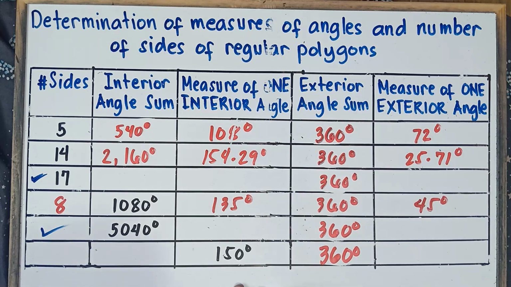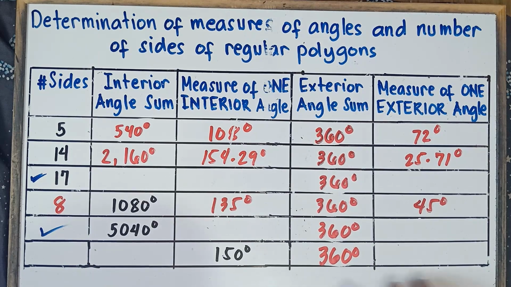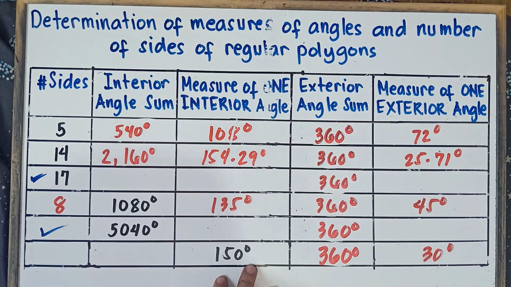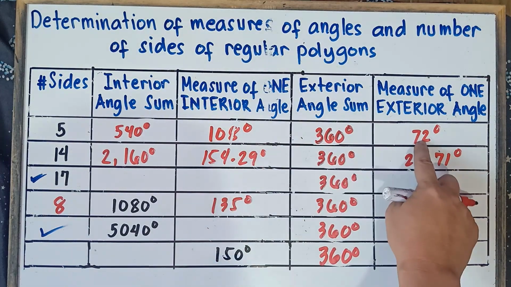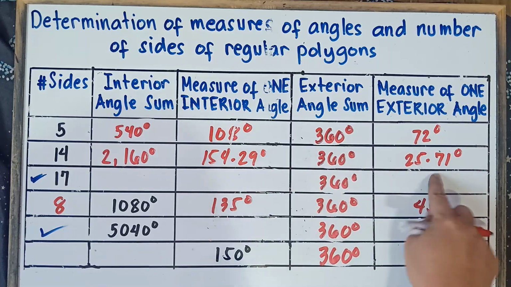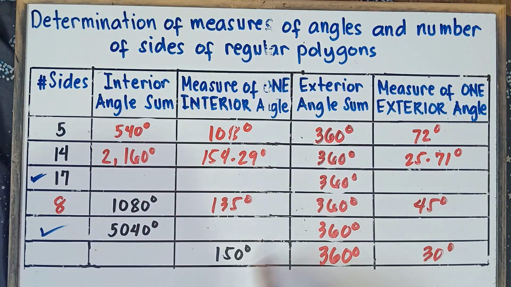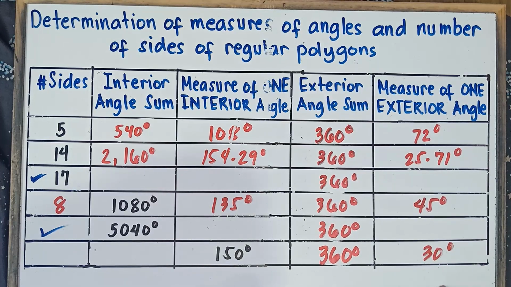Alright, so measure of one interior angle, that would be 150. So therefore, measure of one exterior angle, that would be 30 degrees. Why is that, sir? Because 30 plus 150, that would be 180. Once again, class, if you add this up, this is 180. Therefore, if this is 150, this should be 30 degrees. So therefore, measure of one exterior angle, that would be 30 degrees. All set for this one.